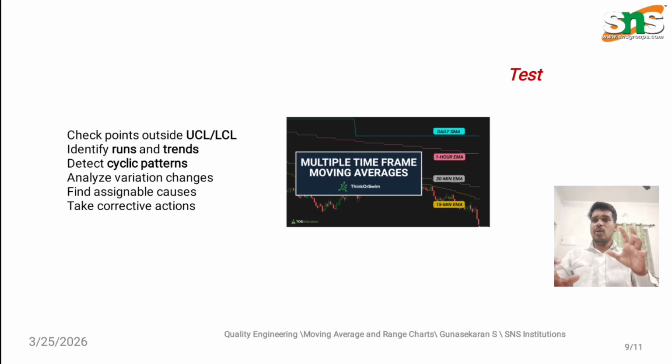Control limits for moving average and range charts are calculated using statistical formulas. The center line represents the average value, and the upper control limit (UCL) and lower control limit (LCL) define acceptable variation. Points outside these limits indicate process instability. Proper calculation of limits ensures accurate detection of abnormal conditions. These limits are essential for effective statistical process control.